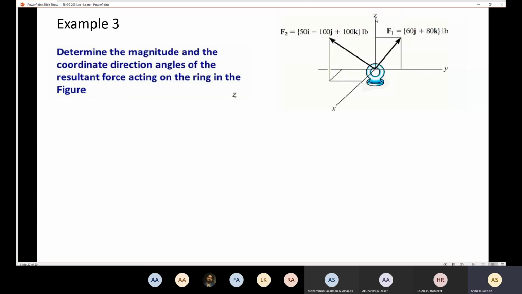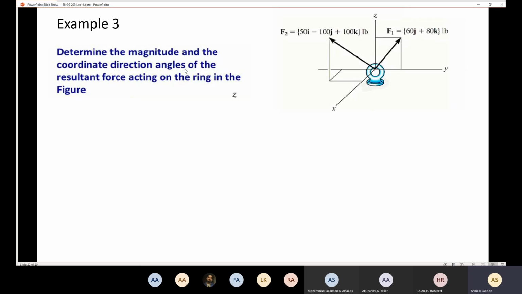So now I have F1 and I have F2. I need to calculate the resultant. Here he says to determine the magnitude and the coordinate direction angles of the resultant force. So in order to calculate the magnitude of the resultant force, first I need to calculate the resultant force. Then I will be able to calculate the direction angles.